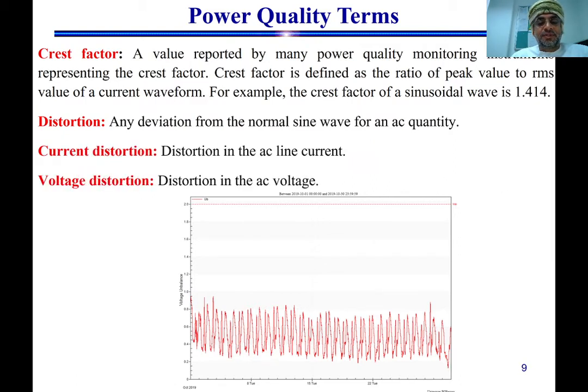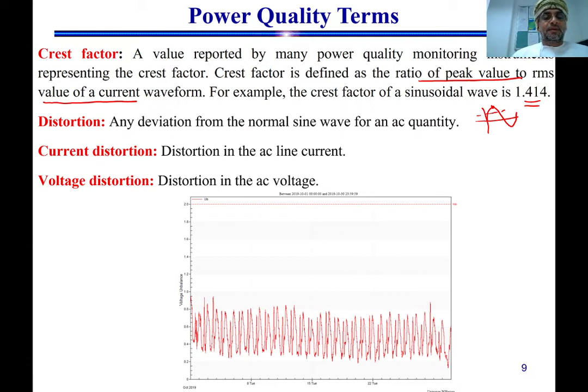Okay, crest factor. What is the crest factor? It is a value reported by many power quality monitoring instruments. Crest factor is defined as the ratio of the peak value to the root mean square value. Peak over root mean square. For example, if we have a sinusoidal waveform like that, so this is the peak, this is the root mean square, so the relationship between the peak and the root mean square will be 1.4. Then we call the crest factor of the sinusoidal waveform 1.4.